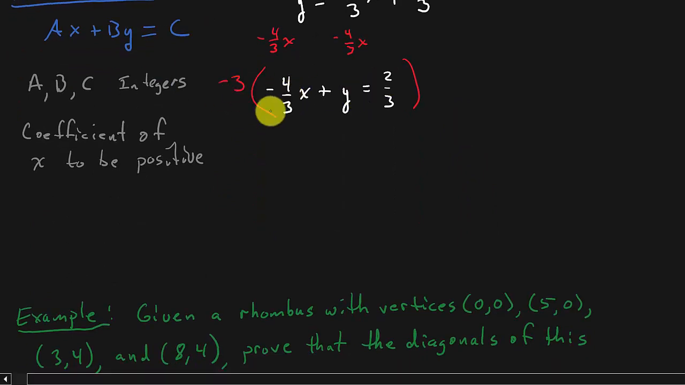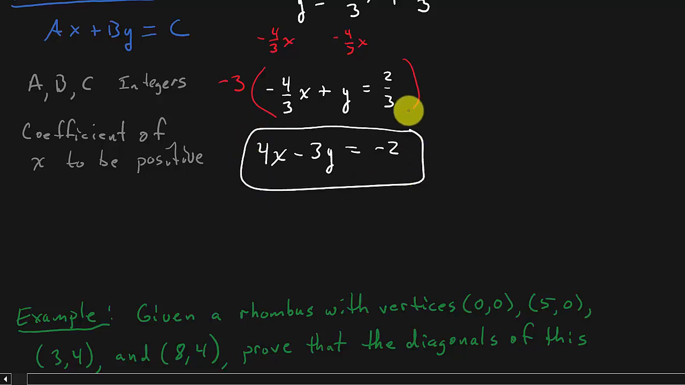And so now we're going to have what? 4x, because the 3's cancel, and negative times a negative is positive, minus 3y equals, and then that's going to be what? Negative 2. And there's your standard form.